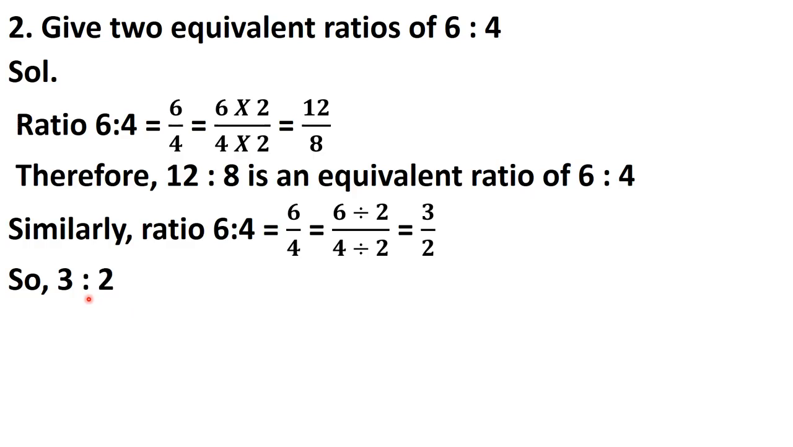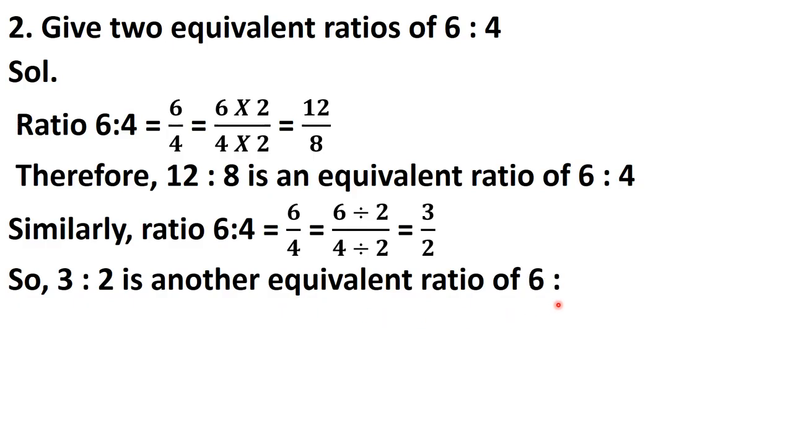So 3:2 is another equivalent ratio of 6:4. Clear? Means how we will get the equivalent ratio? By multiplying and by dividing numerator and denominator by the same number. It is not necessary that we will multiply and divide both. We can get it by multiplying only also. Here we have multiplied by 2. Another equivalent ratio we can get by multiplying numerator and denominator by 3.